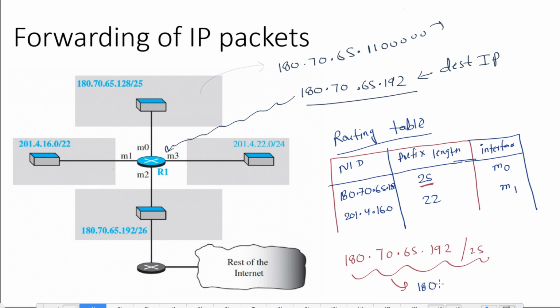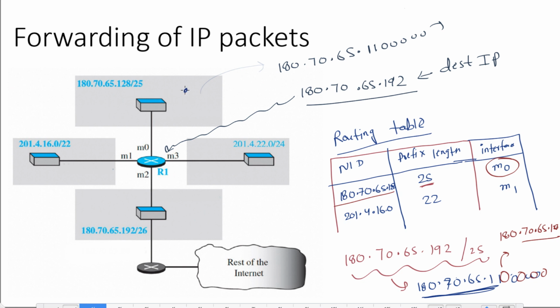The initial 25 bits are this 65.1, and then the rest is 1 followed by all zeros, but the initial 25 bits are just this. So we fix those and convert everything else to zeros. Then what is the corresponding network ID? It is 180.70.65.128. Now, is this network ID matching the network ID in the corresponding column? Yes, it is matching. This is also 128. Then it needs to route this packet to interface M0. And that is in fact true, because this host address belongs to this network. It is one of the hosts from this network.